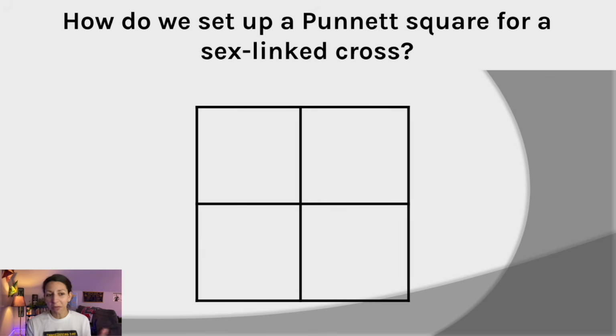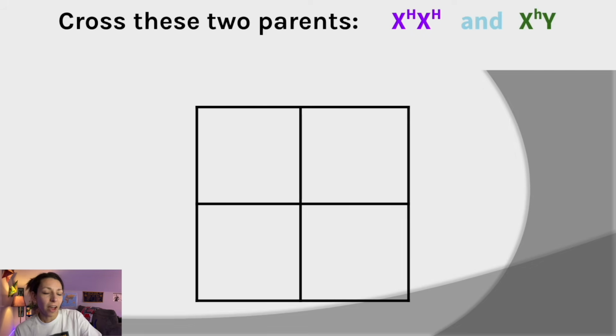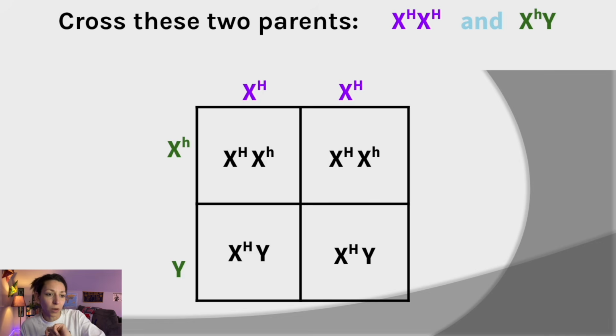All right, so how do we set up a Punnett square for a sex-linked cross? It's not overly complicated. We just have to make sure we carry the X's and the H's, or whatever letter we're using for the trait, together. We don't separate those, but we are going to separate each individual sex chromosome. So if we were to cross these two parents, we would set up the Punnett square like this, and we make sure we write the letters as an exponent, like it shows in their genotypes up at the top.